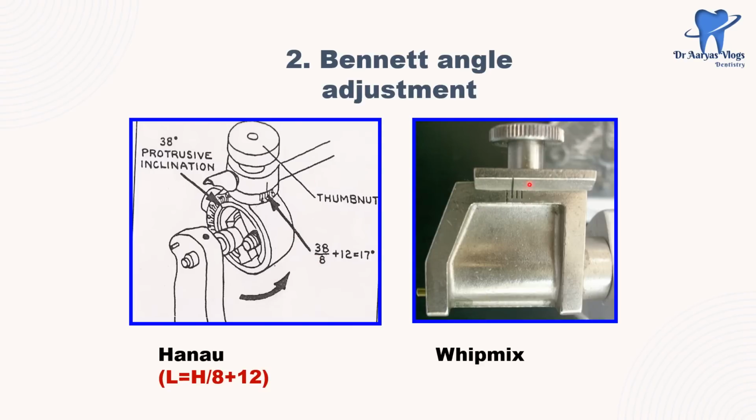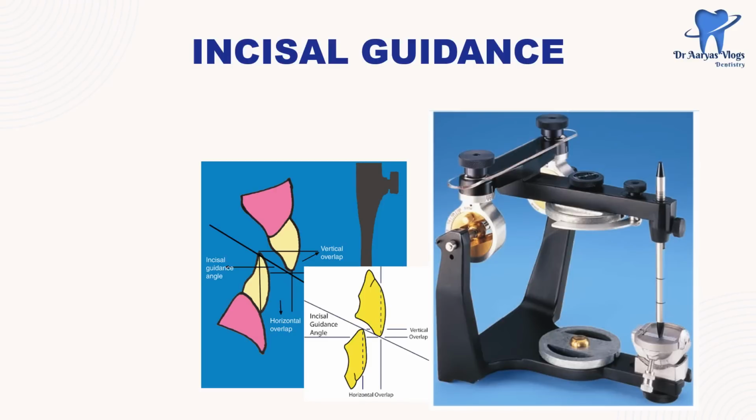And this is for the Whip-Mix articulator. Coming to the incisal guidance, it is actually the influence of the contacting surface of the anterior teeth on mandibular movement. So, anterior teeth or mandibular incisors are responsible for this incisal guidance. On an articulator, this is the influence of the contacting surface of the gate pin and the gate table on the articulator movement. So, this is the incisal guidance on an articulator.